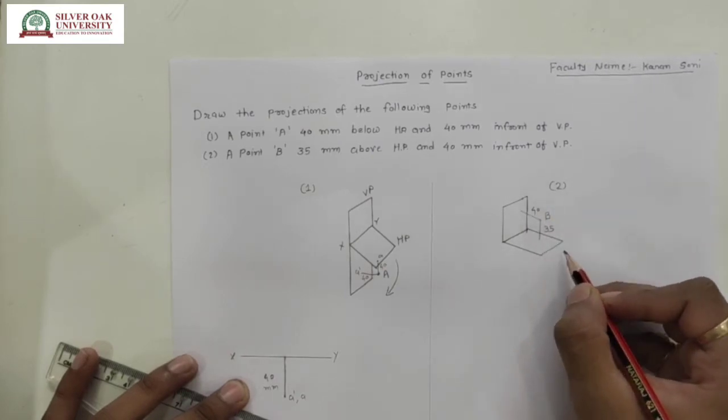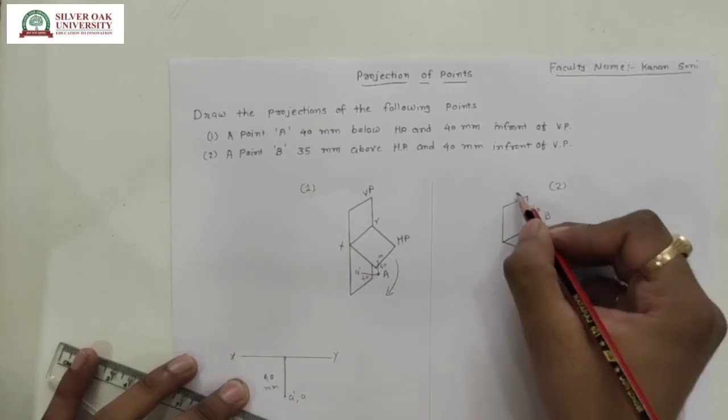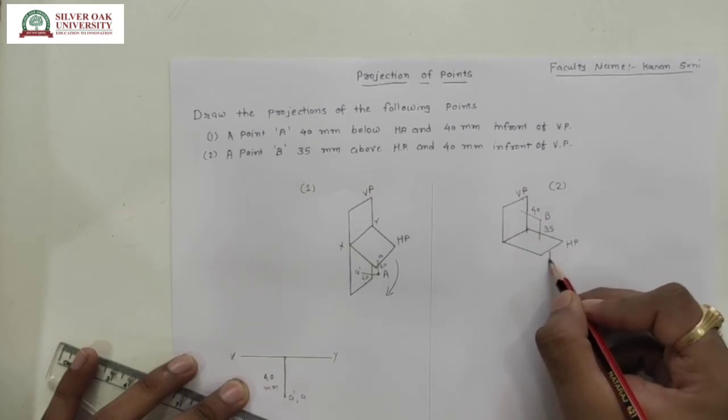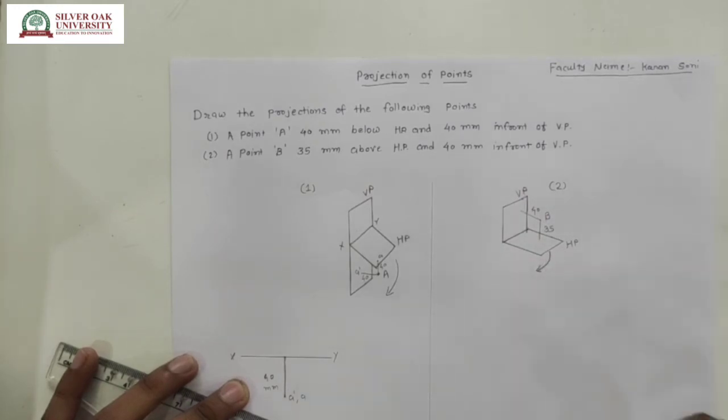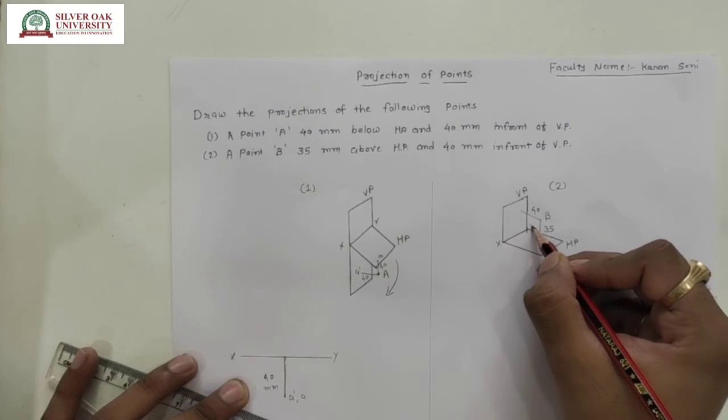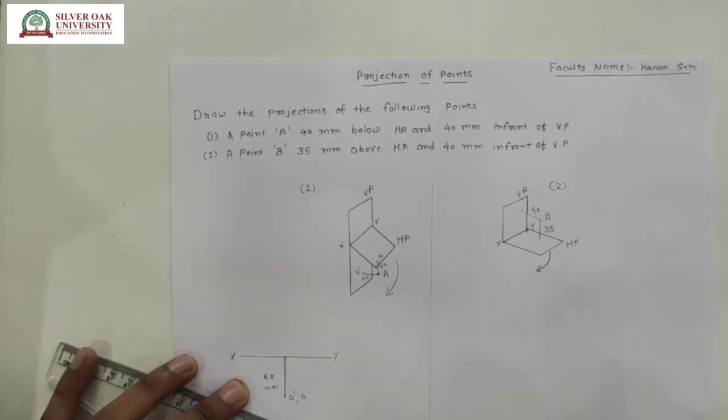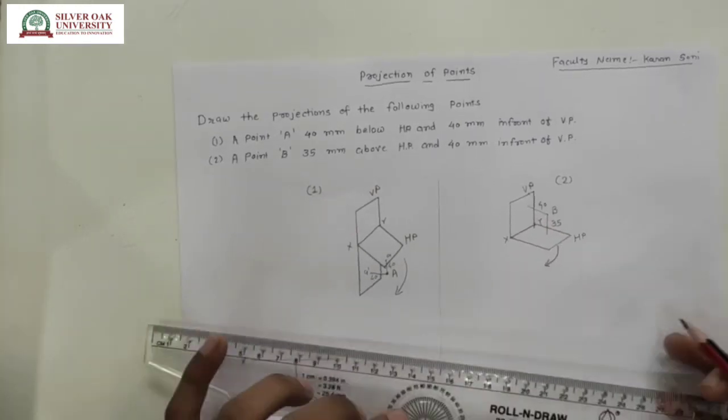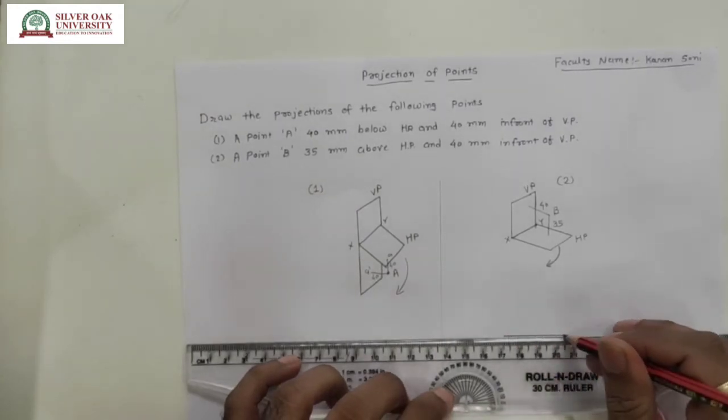Here we have to rotate the horizontal plane. This is the HP and this is the VP. We have to rotate the HP in the clockwise direction. This is our reference XY line. The HP is moving downward. So after the rotation, this is the reference XY line.